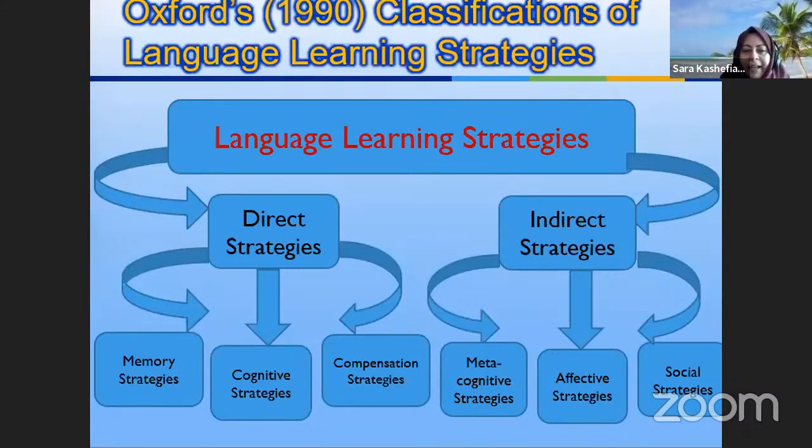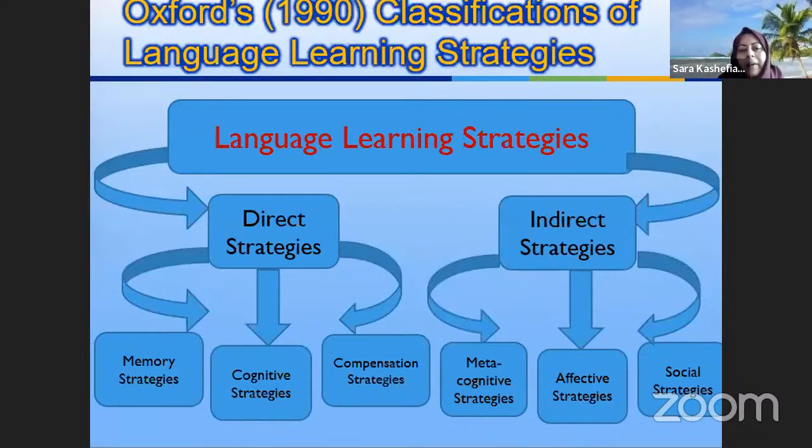Oxford 1990 classifies learning strategies into the following 6 types. The first type includes memory strategies. As you can see the word memory, you can guess that these strategies are used for remembering new information and giving it back when needed. So they help you enter new information into memory storage and get it back when it is needed.